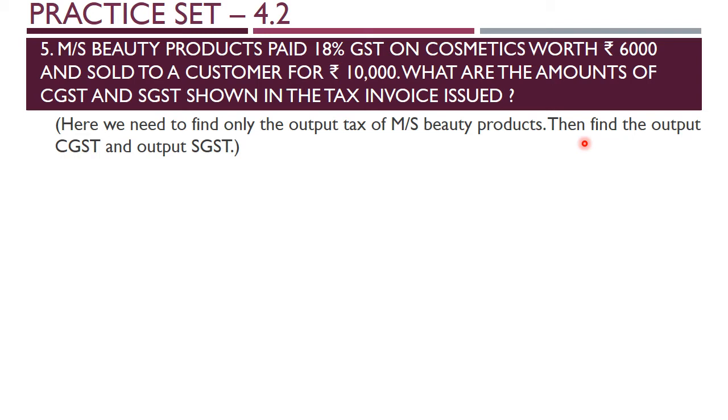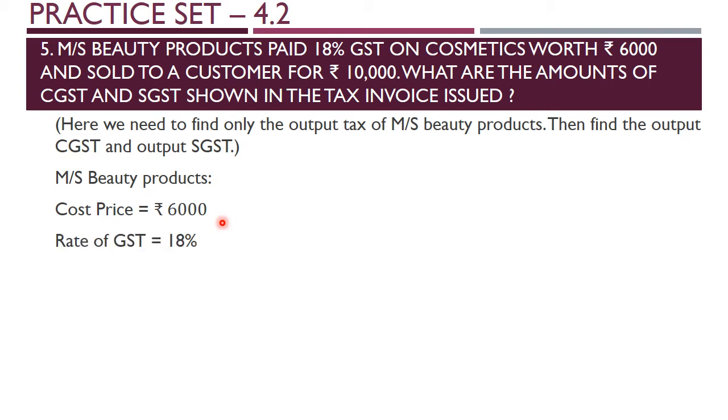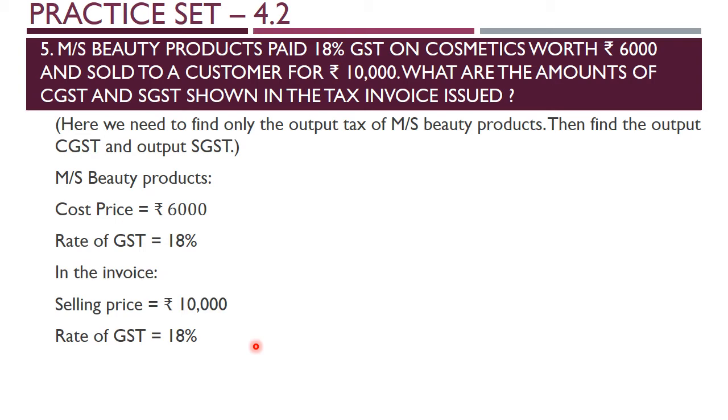That's it. So first write the name of the firm, then cost price is rupees 6,000 because this is the amount at which the cosmetics were purchased, and rate of GST is 18%. So in the invoice you will have selling price, that is the price at which the products were sold to the customer, is rupees 10,000, which is given in the question. Next, rate of GST is 18%. That means 9% is central GST and 9% is state GST.